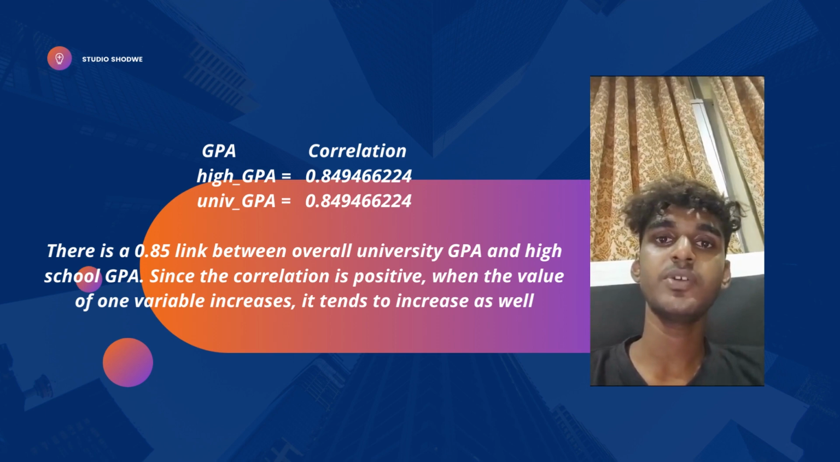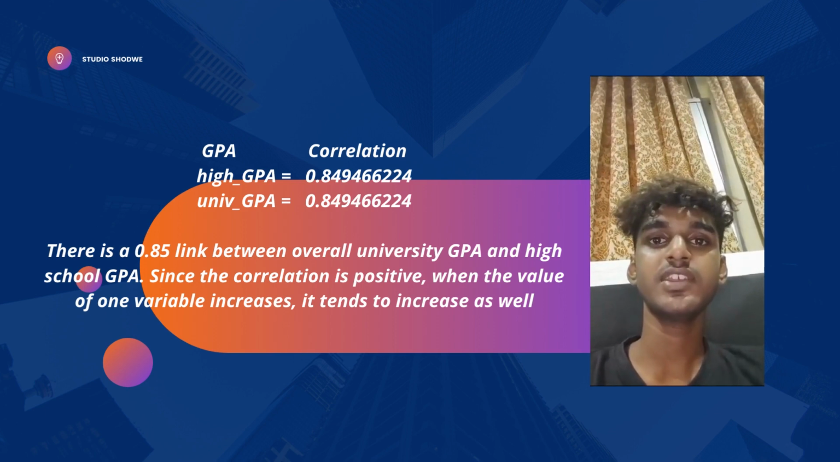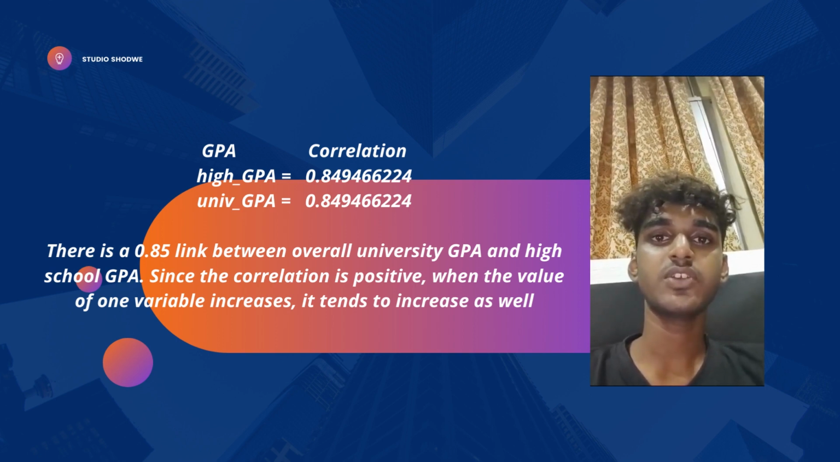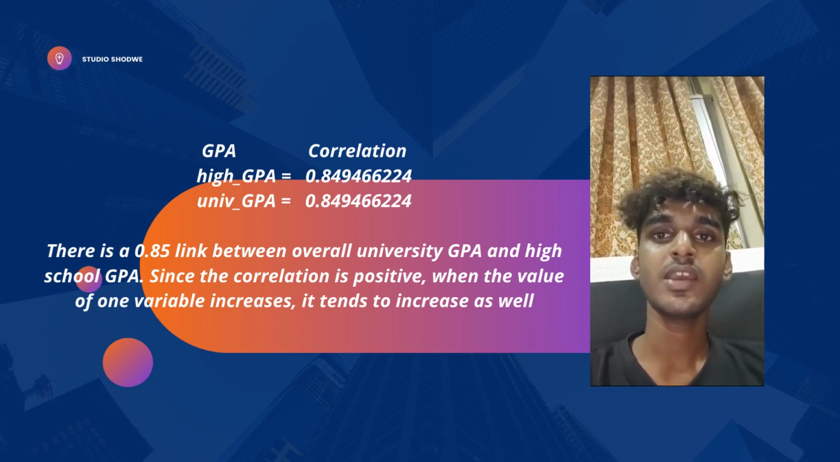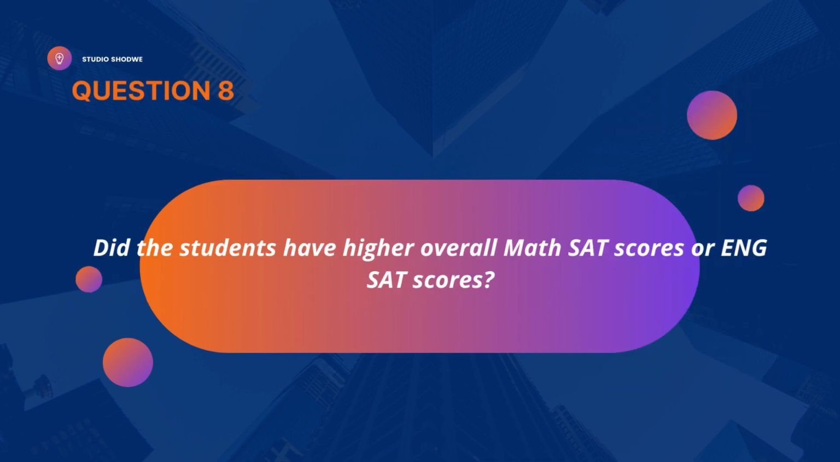Here I want to present question number 7 and 8. Question 7 is what is the correlation between high school GPA and overall university GPA. The correlation for high school GPA is 0.84 and for uni GPA is 0.89, so there is a link of 0.85.